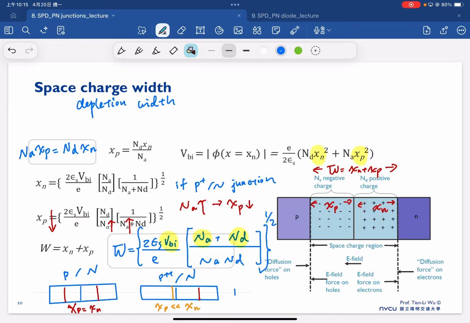And also another case, where we have P over N plus plus. Similarly, we will have a very narrow N depletion width compared to the P depletion width, which has an Xp much larger than Xn.